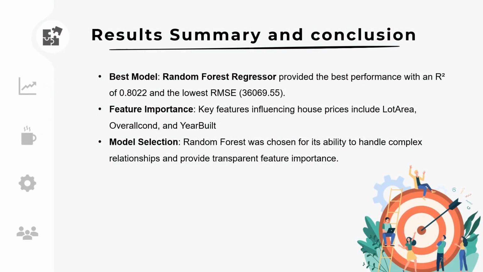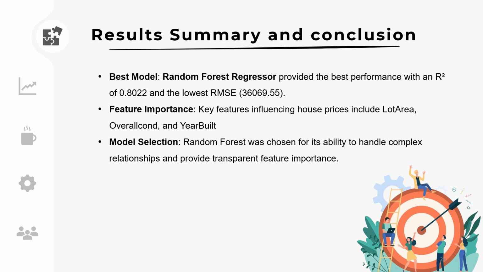So to wrap things up, our project was all about creating a system that can predict house prices. We tested a variety of models for this purpose, and we have used ridge regression, decision trees, and random forests as discussed in the previous slides. We found that random forest gave us the best results. It has the highest R square value and also has the lowest RMSE value.